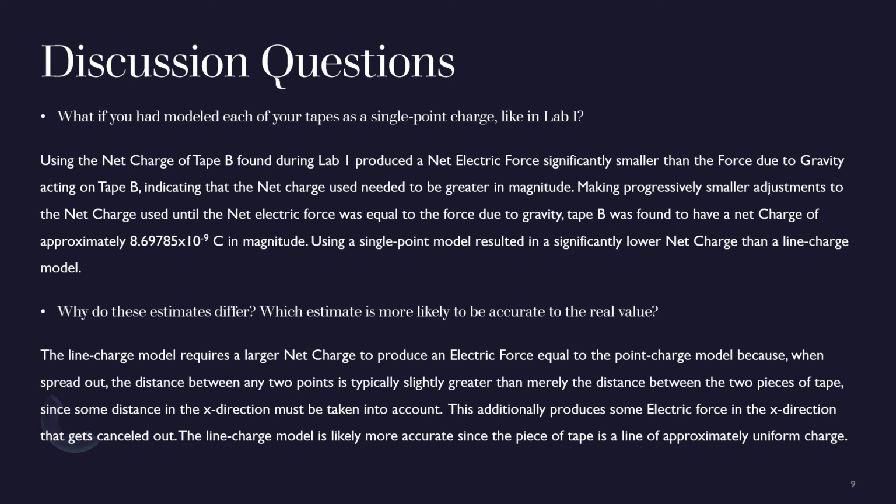Using a single point model resulted in a significantly lower net charge than a line charge model. The line charge model requires a larger net charge to produce an electric force equal to the point charge model because, when spread out, the distance between any 2 points is typically slightly greater than merely the distance between the 2 pieces of tape, since some distance in the x direction must be taken into account. This additionally produces some electric force in the x direction that gets cancelled out.